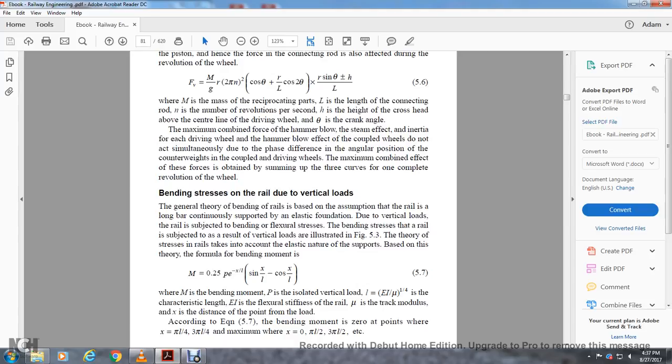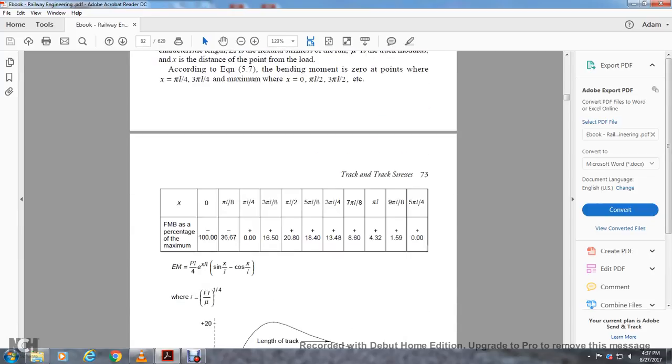According to the equation, the bending moment is zero where x equals pi over 4 times L, or 3 pi over 4 L, and the maximum occurs at x over L equals 0, pi over 2, 3 pi over 2, and so on.